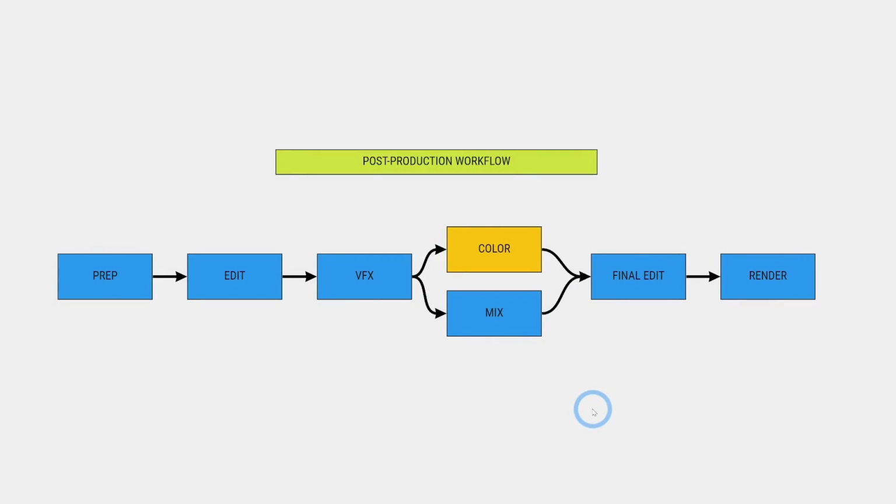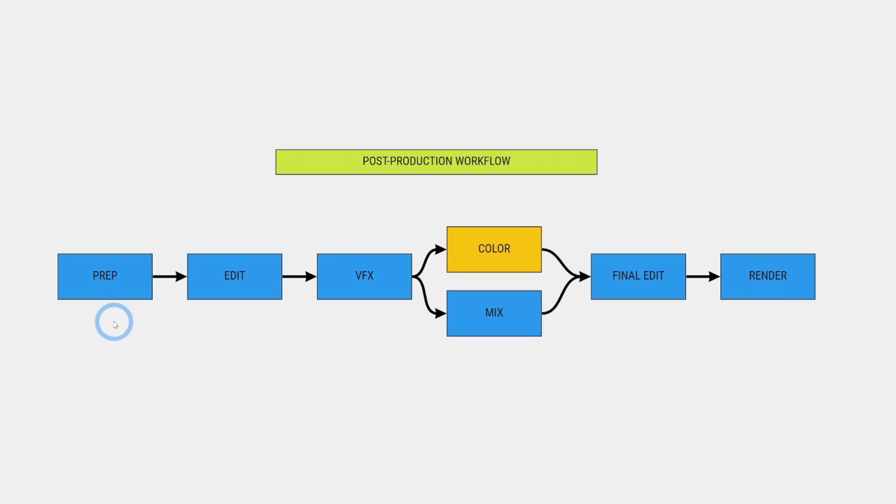Now let's talk about the general workflows of color grading. Now that we have a basic idea of what color grading is, let's take a look at the general workflows of when and how it happens. So in the general workflow of post-production, things generally go in basically this order.